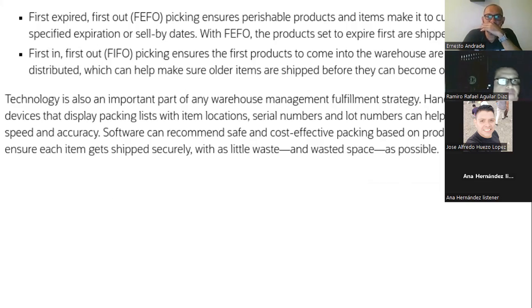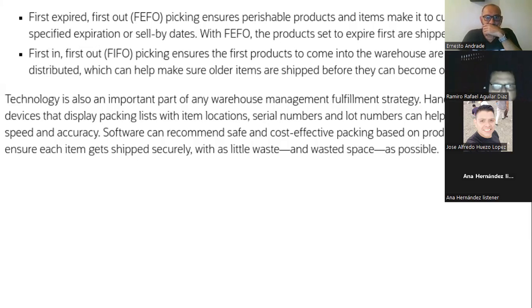Okay. First expired, first out, FEFO. Picking ensures perishable products and items make it to customers before specified expiration or sell-by dates. With FEFO, the products set to expire first are shipped first. First in, first out, FIFO, picking ensures the first products to come into the warehouse are the first to be distributed, which can help make sure all the items are shipped before they can become obsolete.